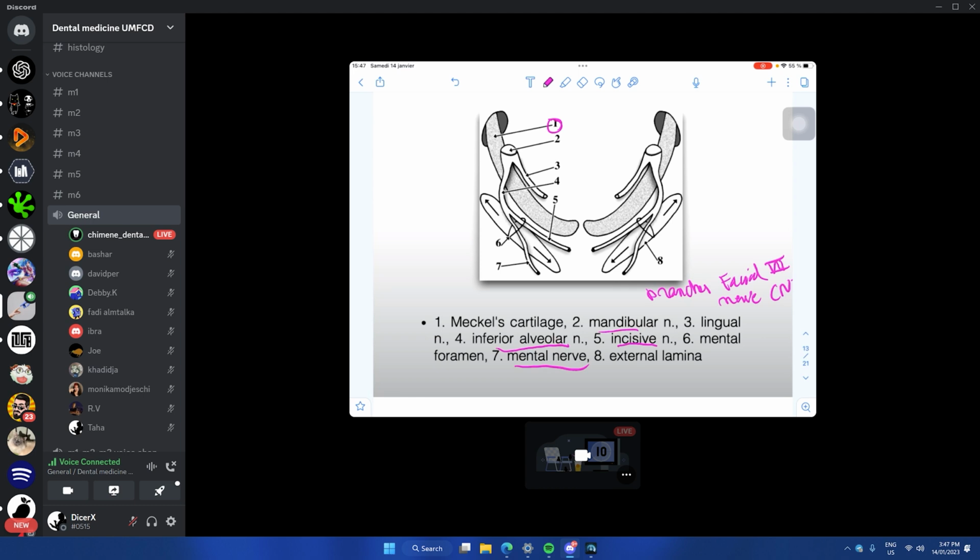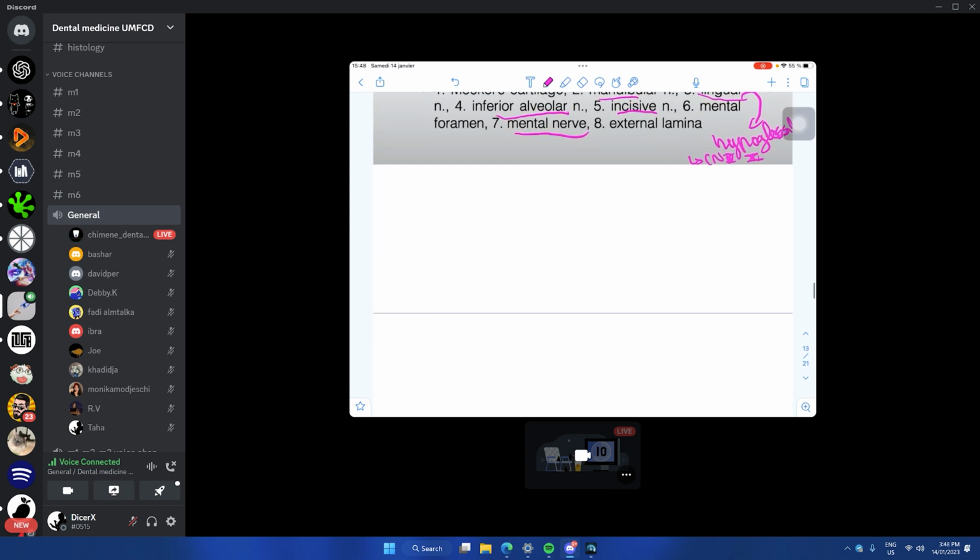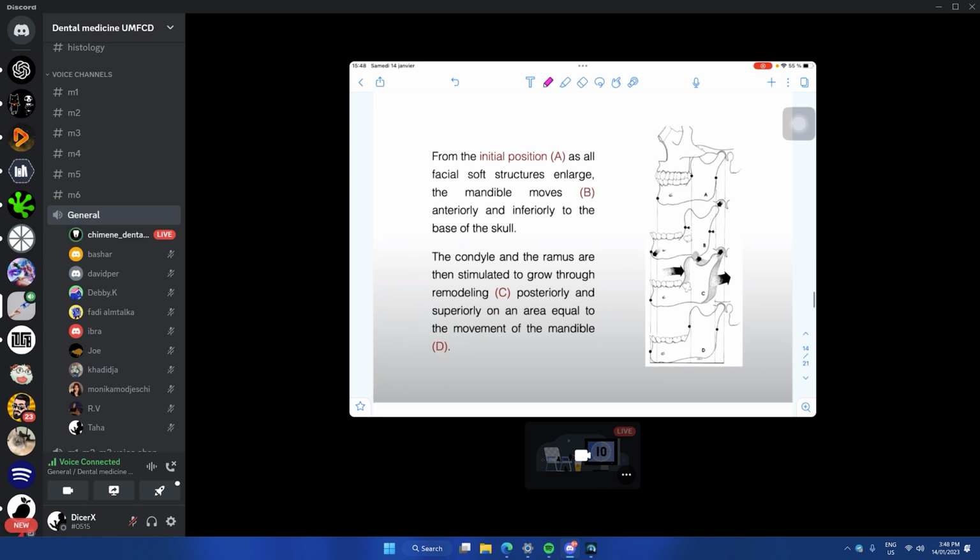Okay. What else? The lingual one comes from the hypoglossal cranial nerve. So this is a branch of cranial nerve 12. All right. Oh, okay. This is a good picture.